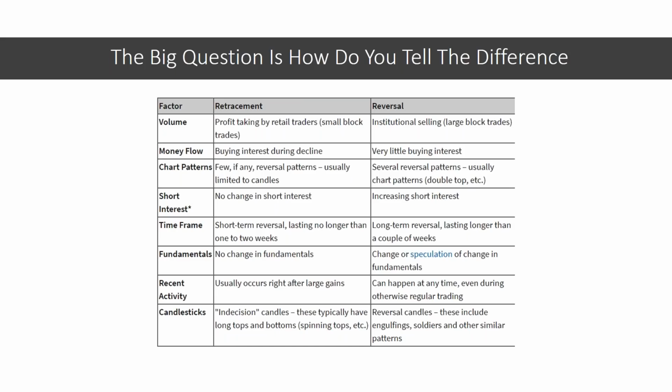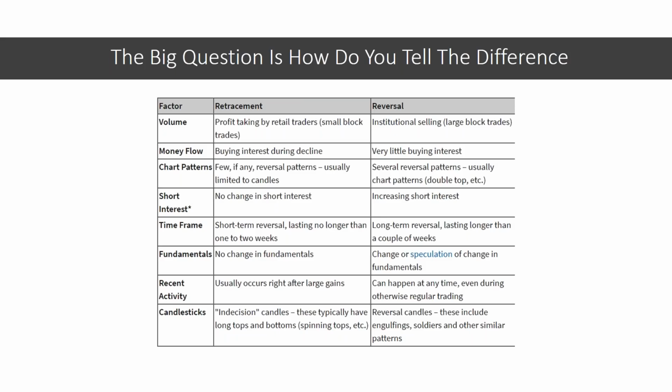Okay. Now, things we should look at are, number one, volume. Volume will give you the key, because if it's a retracement, which is usually profit taking by retail traders, small blocks of trades, a reversal might have occurred when we see large blocks of trades because the institutional investors are selling out or getting out of that position.